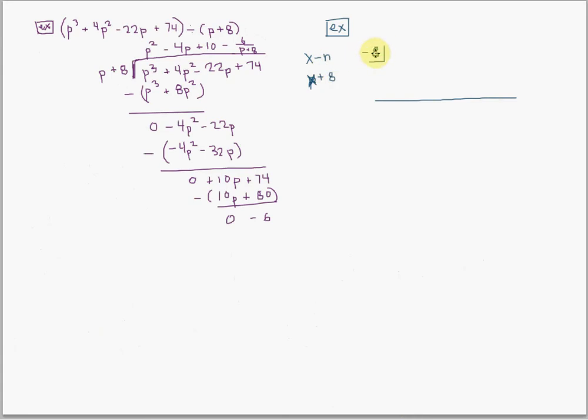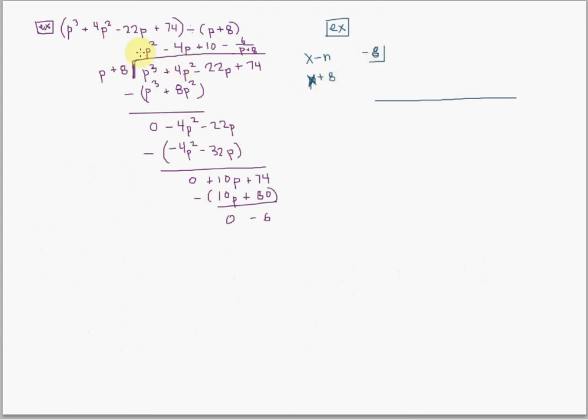That's something I'll go over a lot more in pre-calculus than in calculus, to hopefully give an understanding. Because the format of this is x minus n, you have to change the sign of what it says in the factor. So if it's x plus 8, you would put negative 8. If it says x minus 8, you put positive 8.